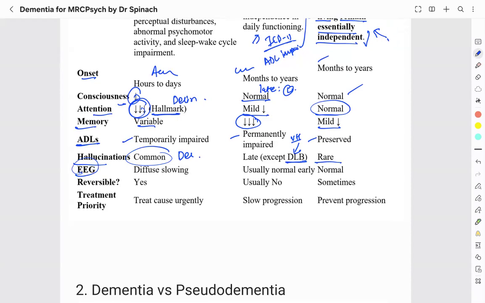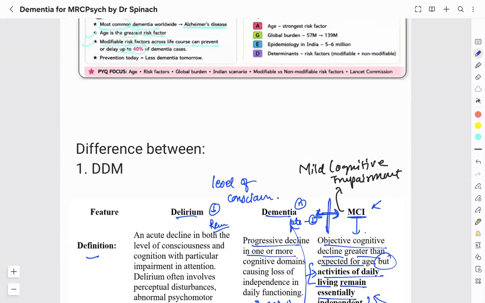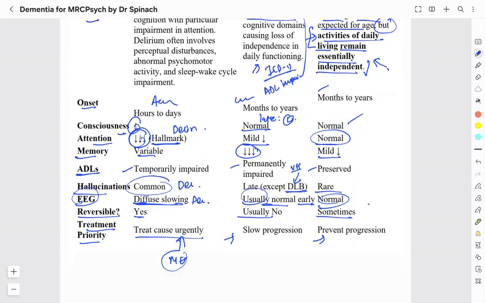EEG shows diffuse slowing in delirium, but it's usually normal early in dementia, although late in dementia there are changes seen in EEG. Normal in MCI. Reversible: yes in delirium, usually no in dementia, sometimes. Delirium is a medical emergency. In dementia, the aim is to slow progression, and in MCI, to prevent progression. So this is the difference between delirium, dementia and mild cognitive impairment.